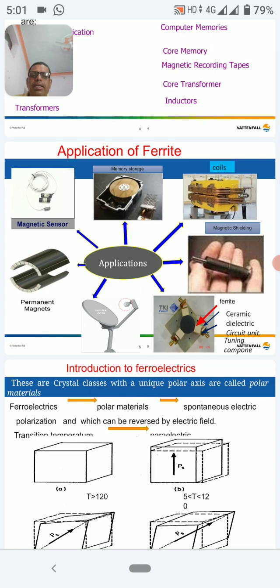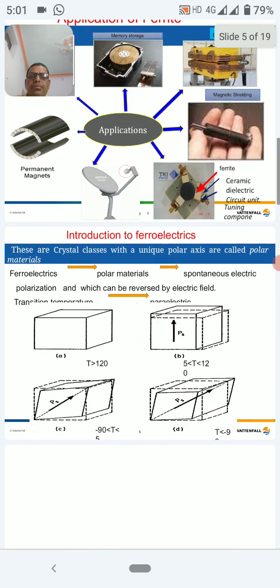What are ferroelectrics? Ferroelectrics are that class of crystals which have a unique polar axis, and are also called polar materials. In ferroelectric materials, if we apply a pressure, then they have spontaneous polarization. The polarization can be reversed by the electric field. By the application of force there is electric polarization, and by the application of an electric field there is contraction and relaxation in the ferroelectric materials.